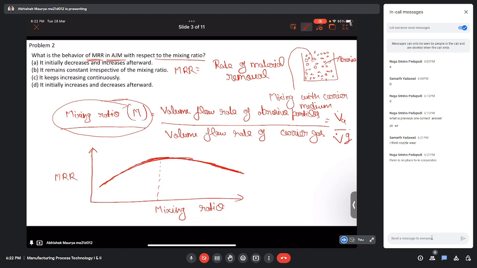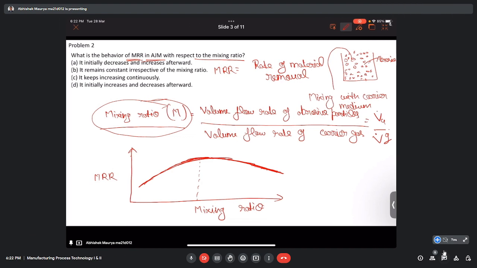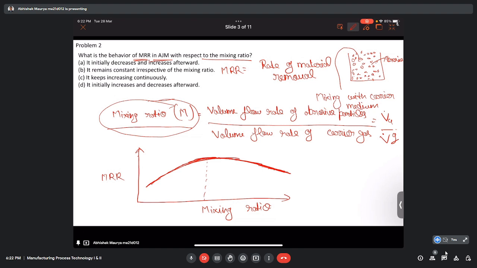Okay, I think Naga Srinivasi is in the right direction. So let's slow down the process and try to see what is exactly happening. Okay, so now we have the workpiece, and we have the nozzle.